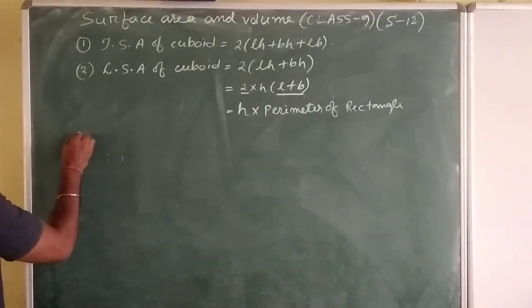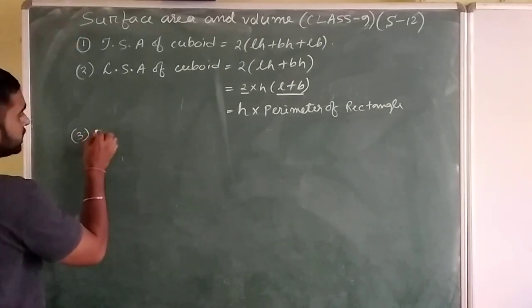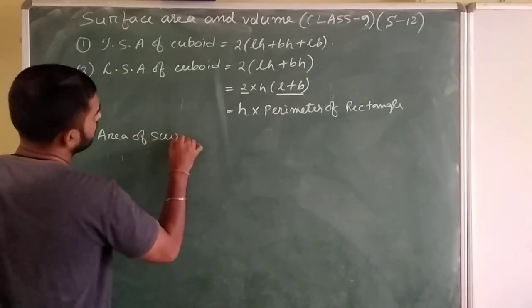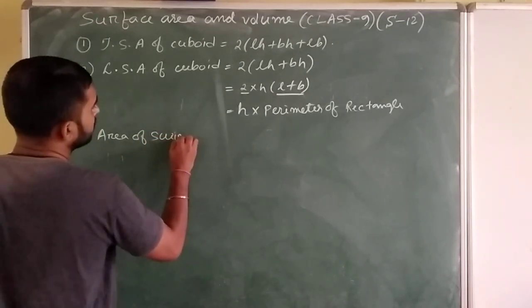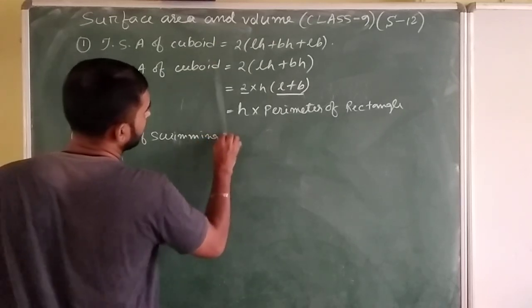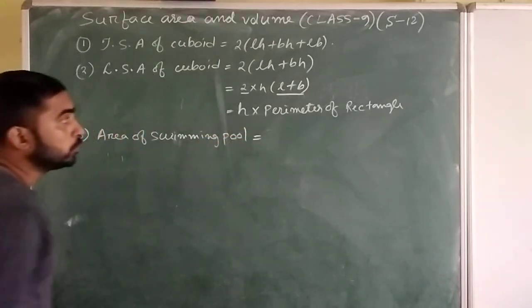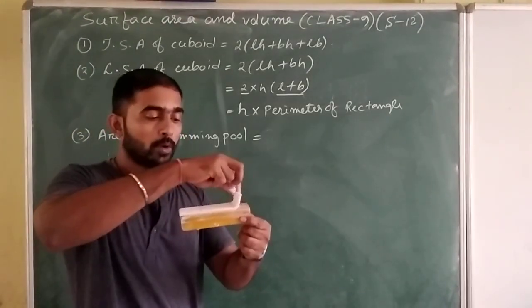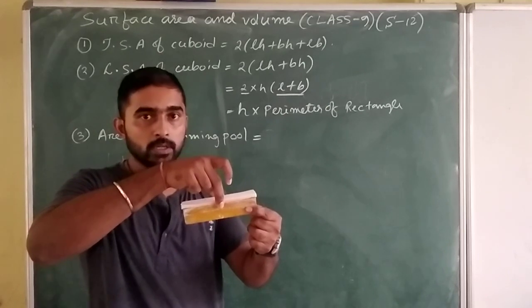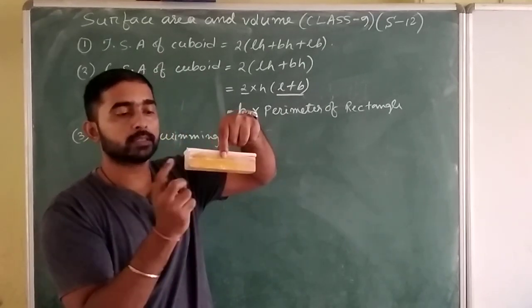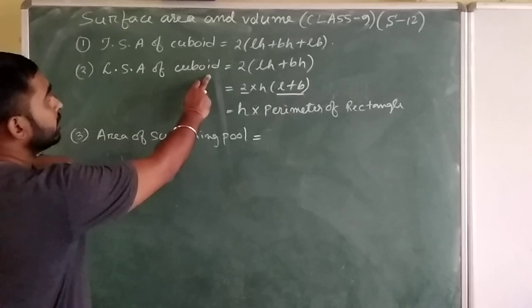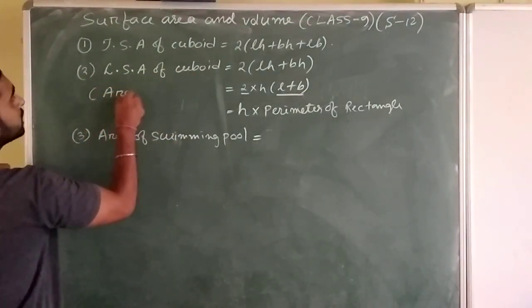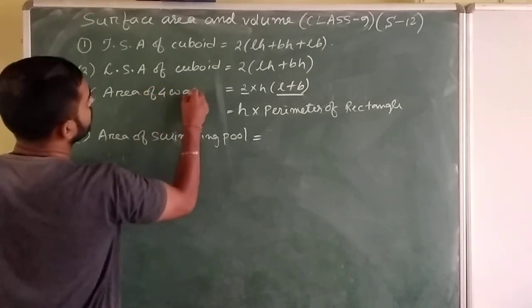Yes, got it. Now the next one is area of swimming pool. Suppose this is a swimming pool. The top part is missing. In the swimming pool there are 4 walls. 4 walls means the lateral surface area. Lateral surface of cuboid means area of 4 walls.